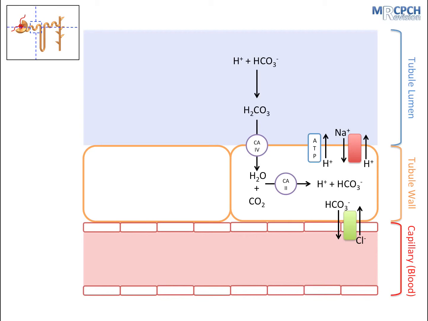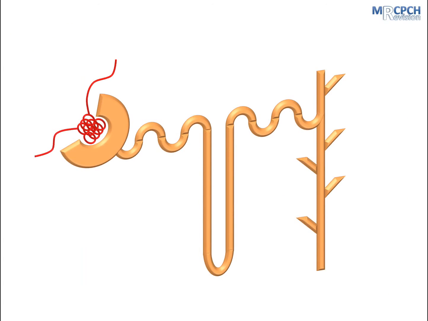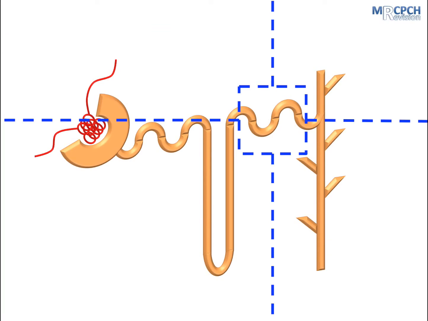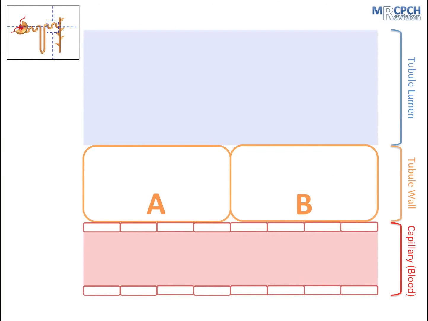So the proximal convoluted tubule accounts for roughly 70 to 80% of the reabsorption of bicarbonate back into the circulation. So we'll now turn our attention to the distal convoluted tubule and the collecting duct system. Here we have two types of cell. These are called intercalated cells, and there is a type A or alpha cell and a type B or beta cell.